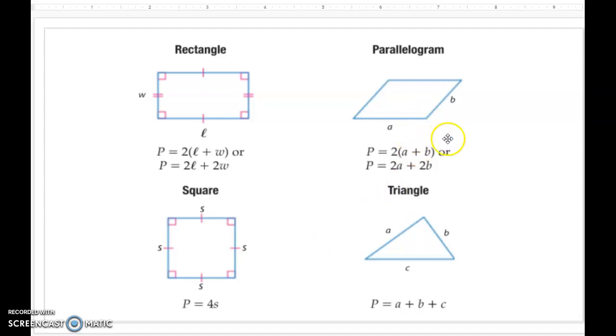And then a parallelogram is very similar to a rectangle. Instead of saying length times width, they just use a and b, but it's the exact same equation. So if you don't want to remember two separate equations, just use the same one as the rectangle. The triangle, we're just saying a plus b plus c. There's not really any shorthand way to do that unless you know for sure that two sides are the same, but we don't know that right now.